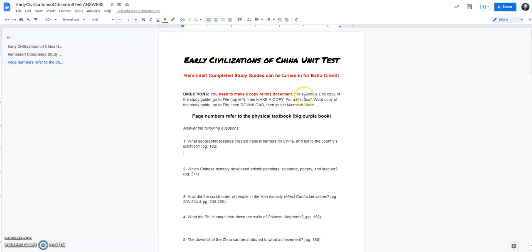Question number 1, which geographic features created natural barriers for China and led to the country's isolation? That would be the Gobi Desert. It created a natural barrier for China and led to the country's isolation, right? You have this big, vast desert, which was just hard to cross, so you couldn't get across it. Too treacherous. So that created a natural barrier where you couldn't really get to China through the desert. And then of course on one side of China you have the ocean. So China was very isolated, and Chinese civilization developed in isolation with not very many outside influences.